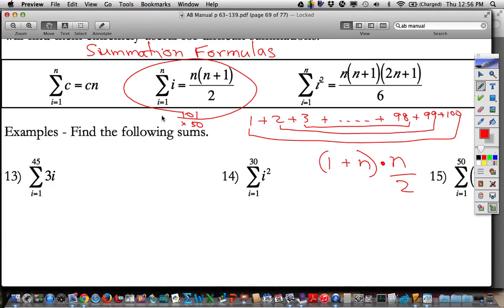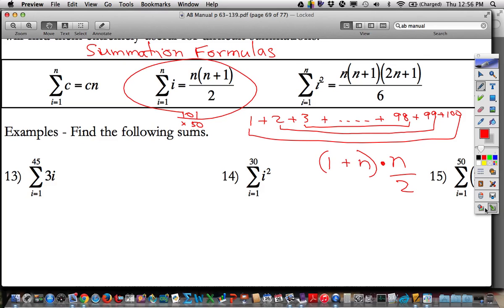Okay? If you have I squared, 1 plus 4 plus 9 plus 16 plus 25, if you're adding up perfect squares, then this formula will get it. So if you want to go from 1 to 100, 100 times 101 times 201 divided by 6, that's what they will add up to. So instead of adding up a whole bunch of those, let's do a couple down here.